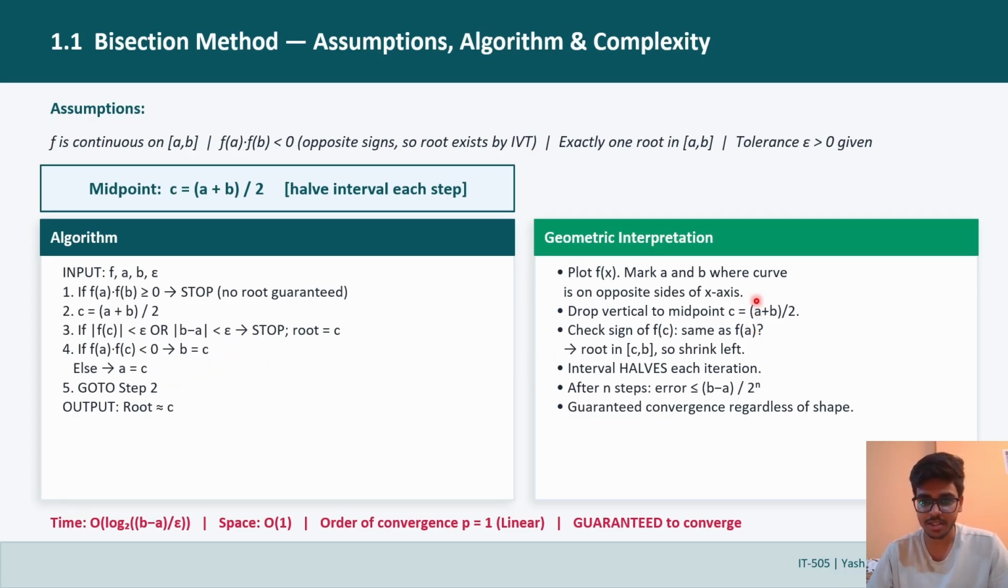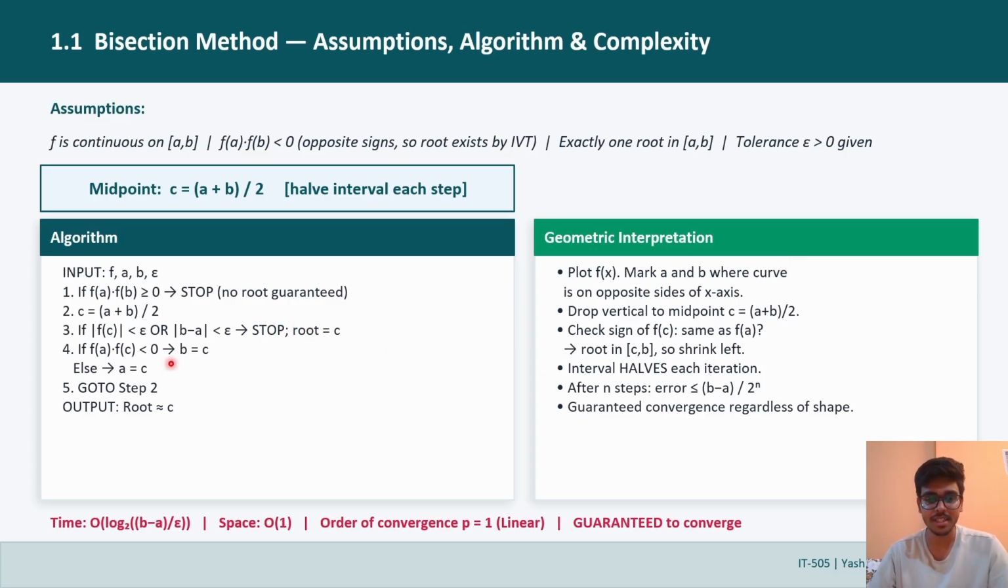Our geometrical interpretation: imagine plotting f(x) and marking the two points A and B, where the curve is on opposite sides of the x-axis. We keep finding the midpoint and checking which half still straddles 0. The interval literally halves each time, so after n iterations, the error is at most the original width divided by 2 to the power n.